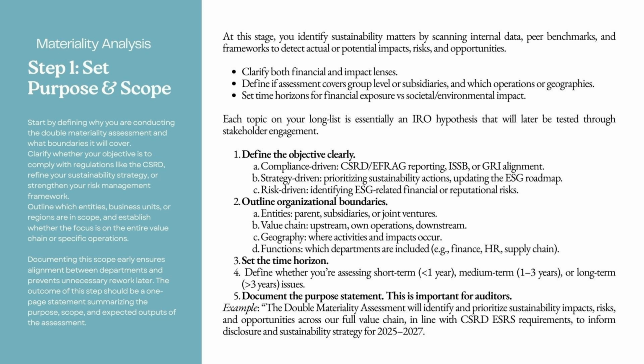The second task is to outline organizational boundaries. This includes defining which entities are covered, such as parent companies, subsidiaries, or joint ventures. It also includes determining which parts of the value chain are in scope, whether upstream, own operations, or downstream. Geographic boundaries are defined based on where activities and impacts occur. Functional scope is clarified by identifying which departments are included, such as finance, HR, or supply chain.